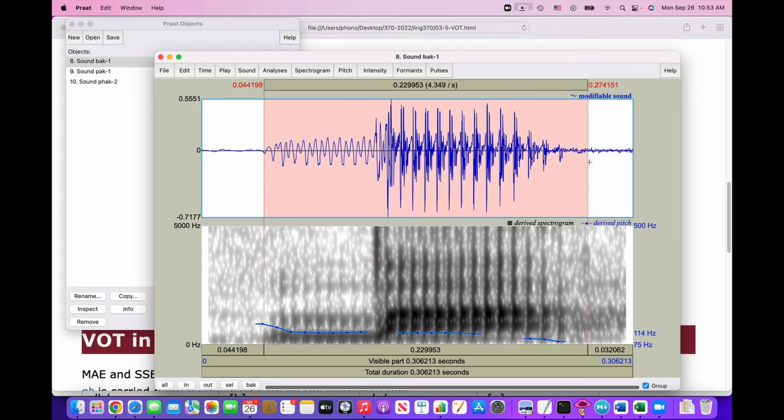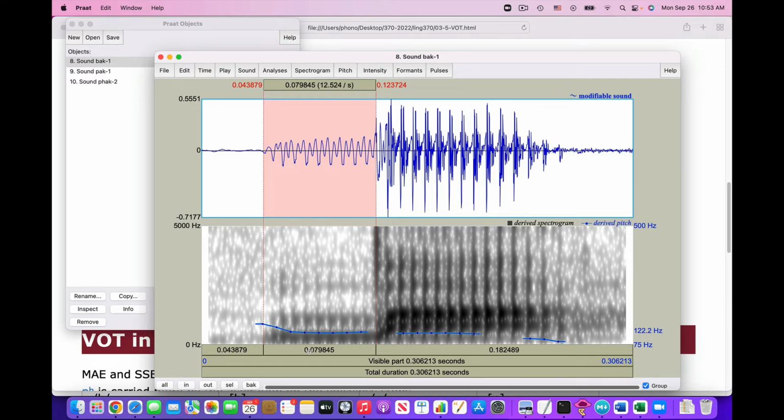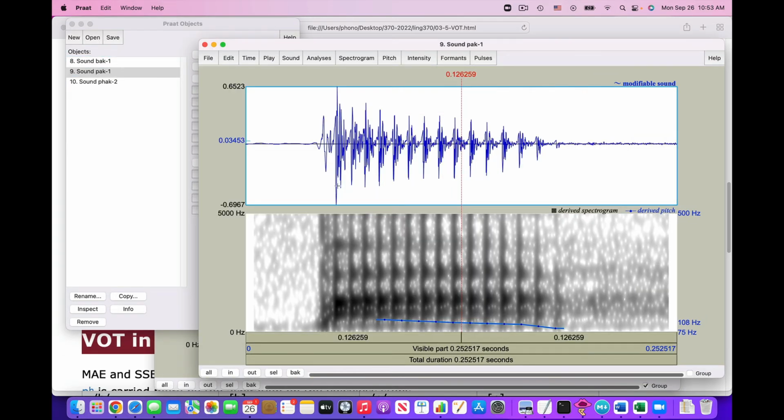So we'll play the whole thing first. Ba. Now just the stop. And you can hear the voicing. So this is the vibration of the vocal folds. So it's periodic. So there is actually a pitch here. That's the voiced stop.